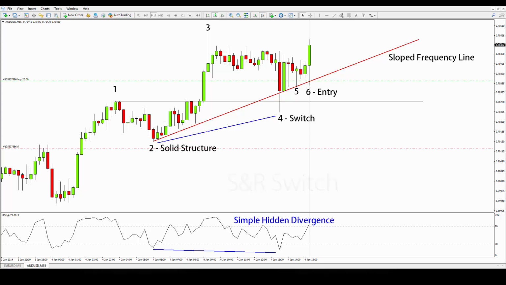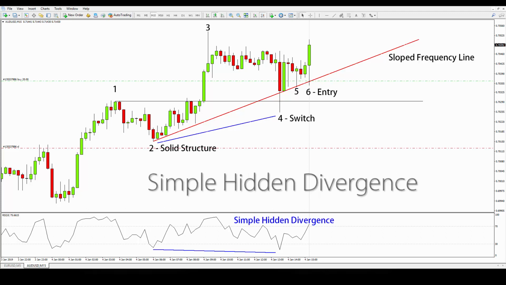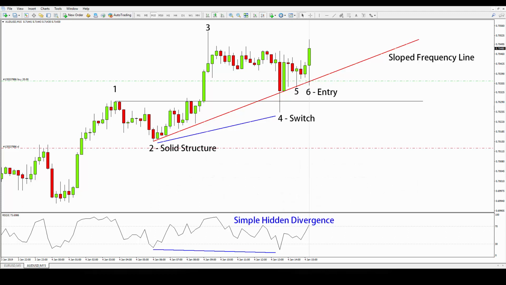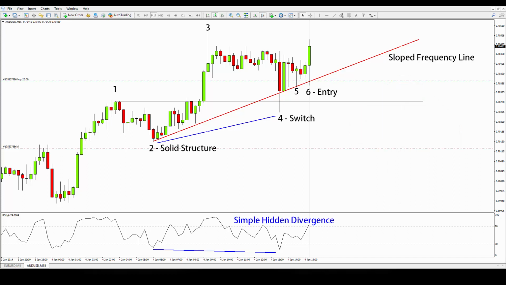We have a reverse-engineered sloped frequency line. We have a notion of a simple hidden divergence in full agreement with the previous observations, and we have the absence of market manipulation to make our lives easier. It should be clear to any trader at this point that there is not much doubt about the direction of this market in the immediate future. All of these elements are pointing up, and it would be really surprising if price started to fall after all of these elements, although anything is possible in the market.